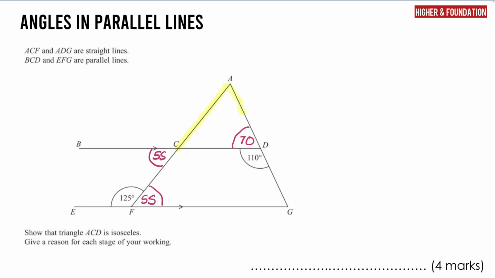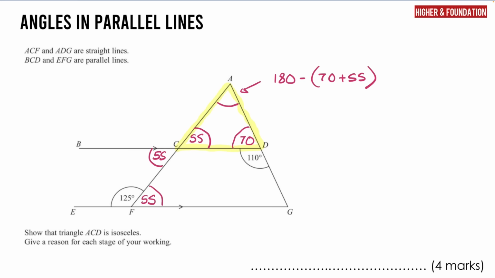Now this is ACD just here, and an isosceles triangle has 2 angles that are the same. So I want to prove that 2 angles are the same. Well, I've already got that 55. These are vertically opposite angles, so that would be 55 there as well. And then I want to find this final angle, 180, take away the 70, plus the 55, the 2 angles that we've just worked out.